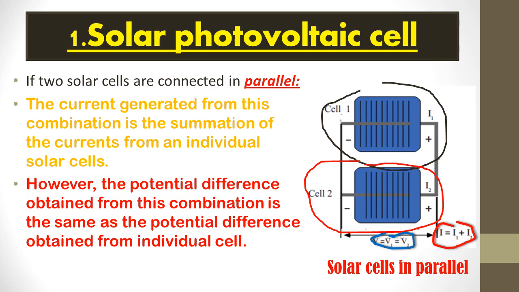So when the two cells are connected in series, the potential difference will be the summation and the current will be individual. But when they are connected in parallel, the potential difference will be equal to that of the individual cell and the current will be equal to the sum of the two cells. Current is the sum of the two cells. So thus, if two solar cells are connected in parallel, the potential differences of the two cells are not added but the currents are added.